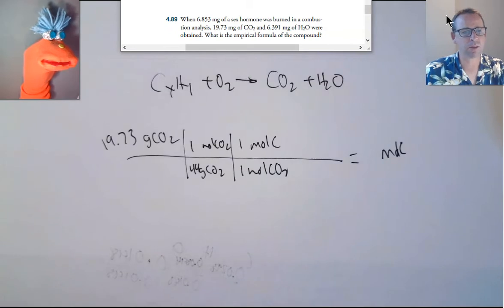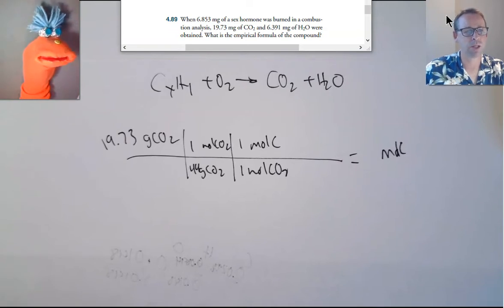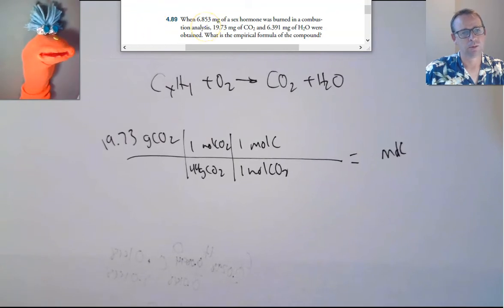It can be grams or milligrams, right? We're talking about a 6.853 milligram sample. I'm going to, instead of saying milligrams, just say grams. We can do that, right? Well, it says milligrams in the problem.